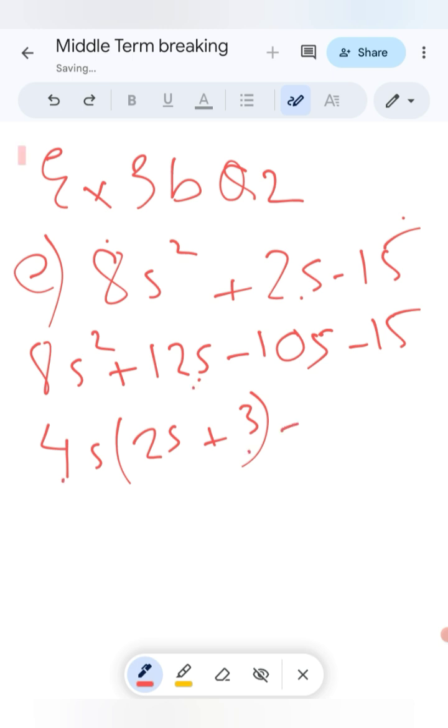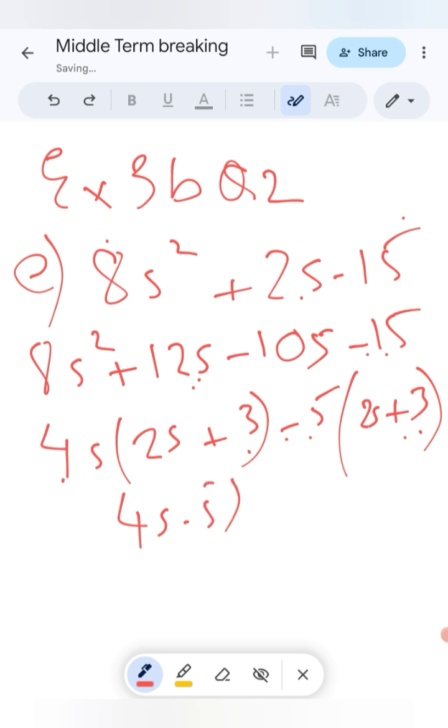Here minus taken out common and it could be a 5 here. 5 2s are 10, so 2s plus 3 because minus plus makes a minus and 5 3s are 15. Now 4s minus 5 and 2s plus 3.